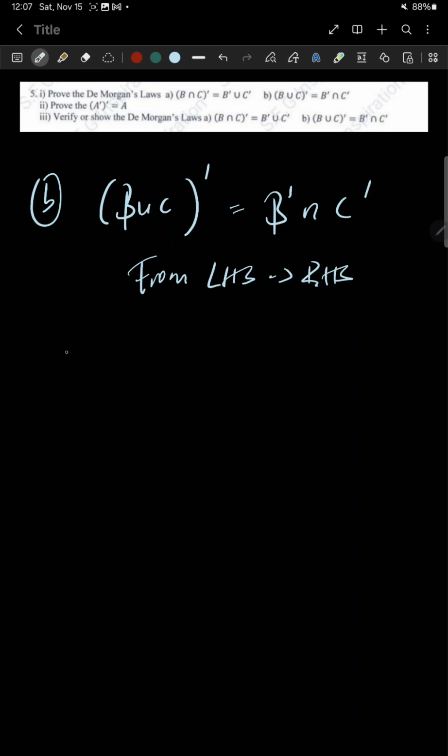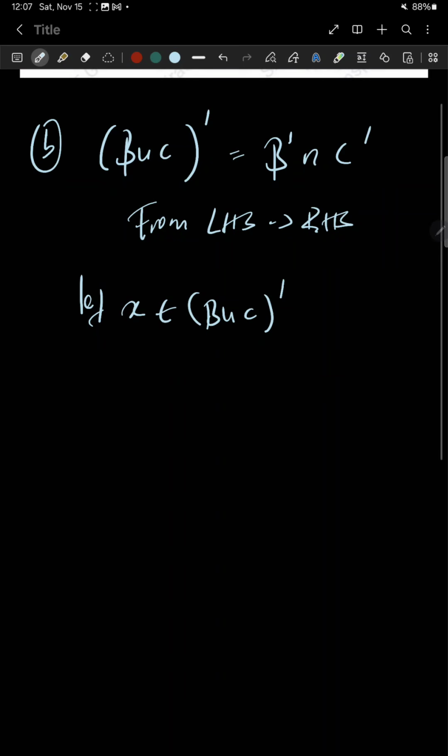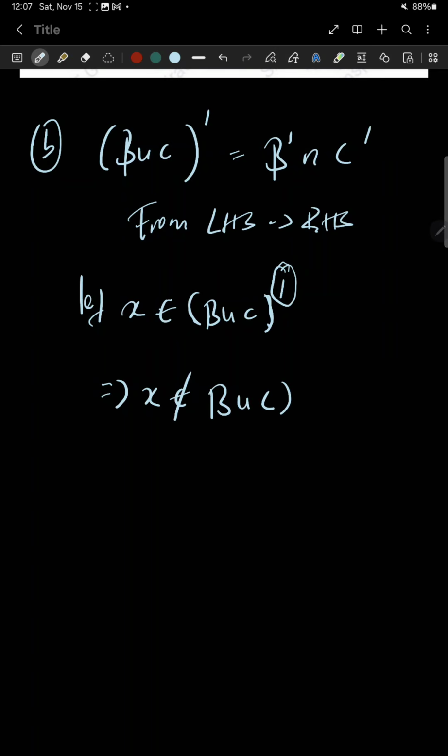Okay, so what we do here, we're going to introduce a variable. We're going to say let X be a member of this set. And as we said in part 1, we have to remove this complement outside because this union set is bound by a complement. By bound, I mean we have these brackets outside. So how do we do that? We change the sign here. If we have a member of, we're going to change it to not a member of. So this will be X is not a member of B union C.